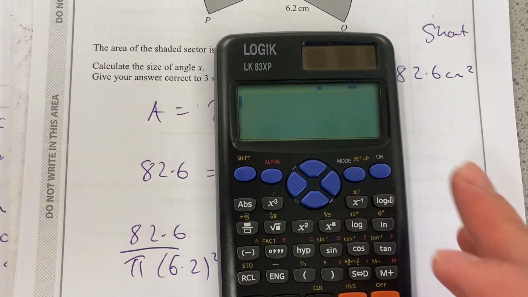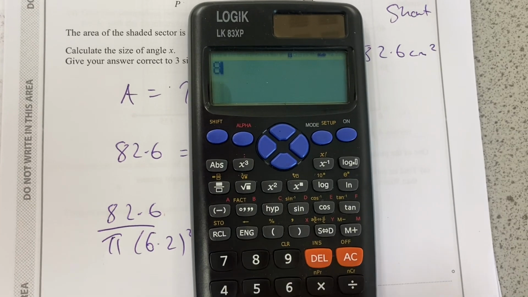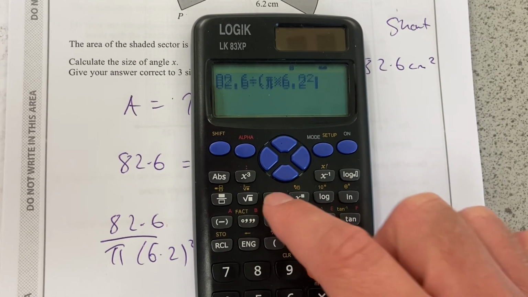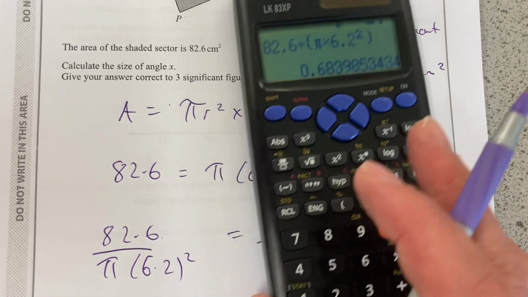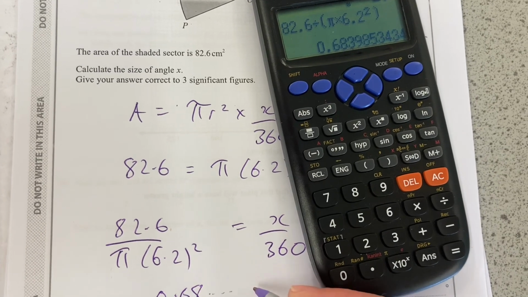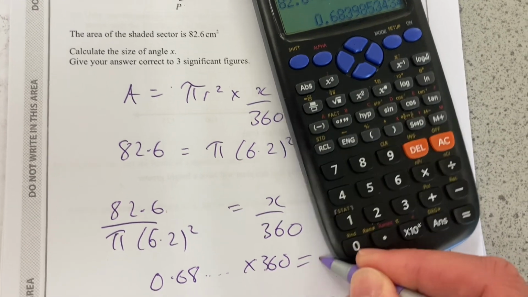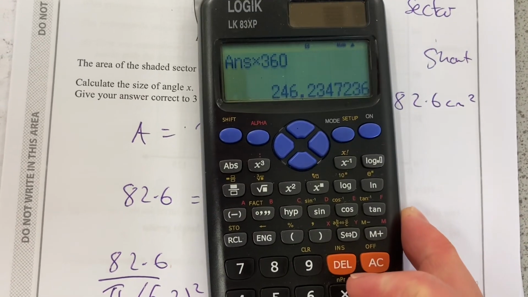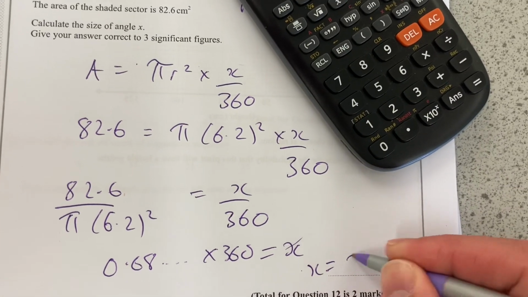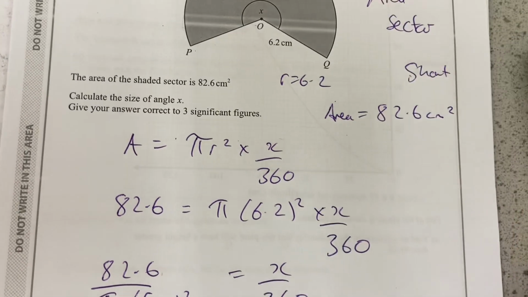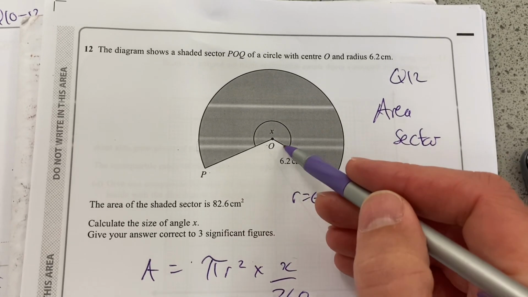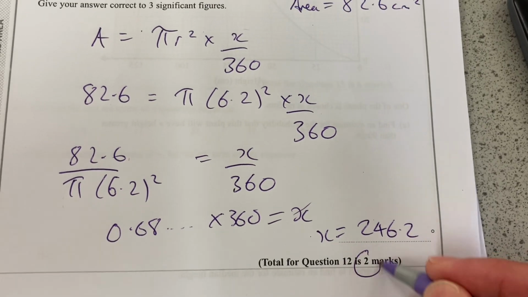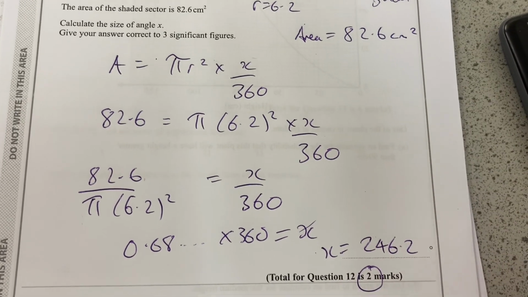It is a calculator question, paper 3. So I'm going to do 82.6 divided by pi times 6.2 squared, and I get 0.68, and so on. Times that by 360 to get me x, and I get 246.2. X is 246.2. Does that make sense? Given I know this isn't drawn to scale, but we're looking at a reflex angle, so an angle bigger than 180 does make sense. And it's only worth 2 marks, although I have done quite a bit of work there for that.